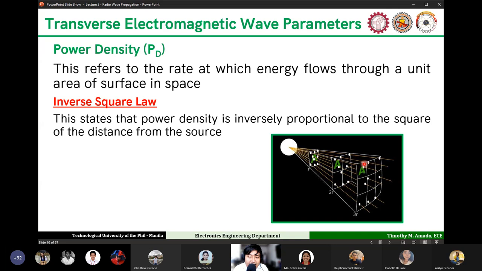Okay? So if you go even farther, there's a tendency that you capture only one energy particle, or almost no energy particle at all, because they are spreading. So that is what happens, and that is why we have attenuation. What happens is the energy of your signal spreads as it travels farther away from the source. Okay, guys? So, understood.